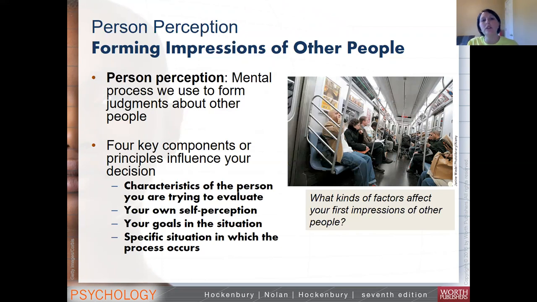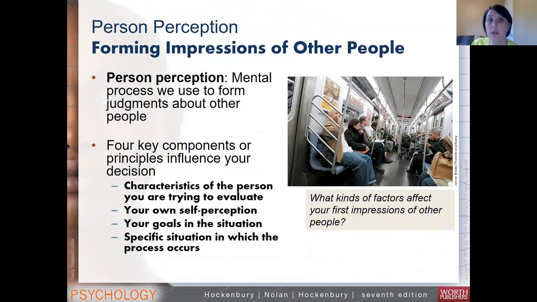So we use these four components that we have on this slide to influence where you're going to sit. Because if you've been on public transportation, you know that people are in a hurry. You want to get on the bus and get your seat and be done with it real quick. So first you're going to figure out the characteristics of the person you're trying to evaluate. Well, we've already determined the little old lady looks like a grandma. Maybe she wants to have a conversation.